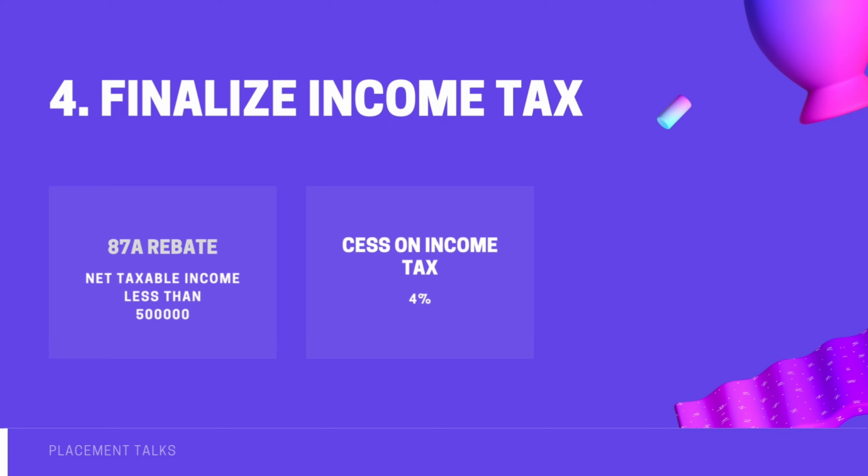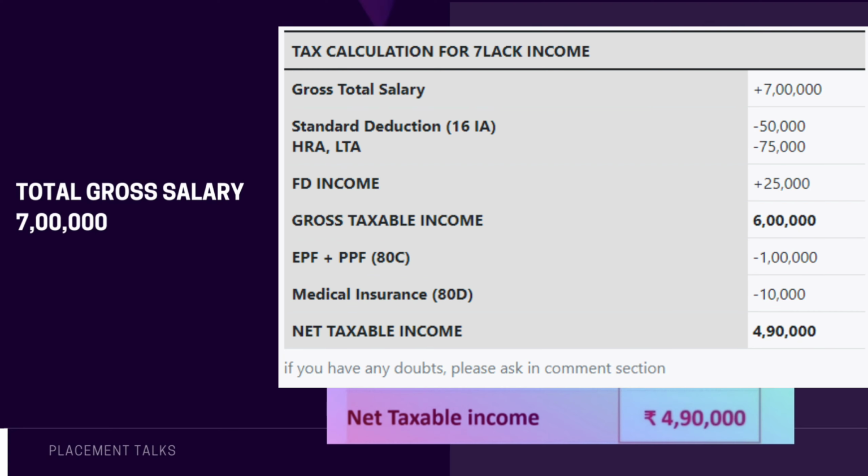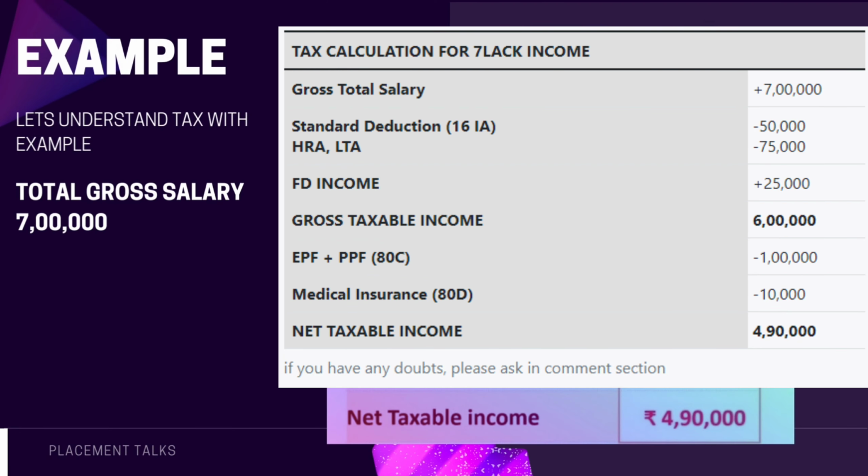So let us see now the real-time example of how to calculate the tax. I will be taking two types of examples. Let us say in the first example, we have a total gross salary of 7 lakh rupees. We will be getting the standard deduction of 50,000 rupees, and HRA exemption, let us assume we have claimed 75,000 rupees. Then let us add the income from bank deposits or any other income as 25,000 rupees.